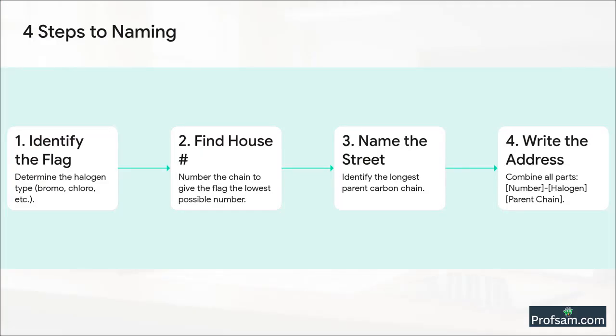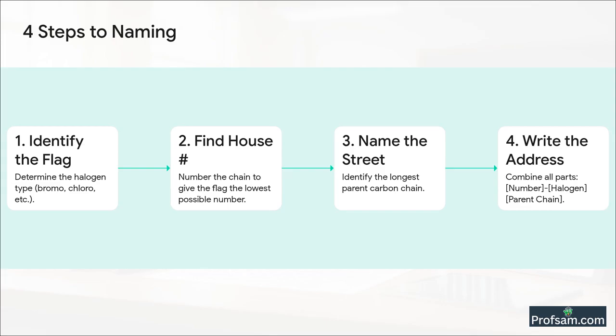So with this picture in mind, naming is just a simple 4-step job. Ready? Step 1, identify the flag. What color is it? Is it a bromo flag or a chloro flag? Step 2, find the house number. Which carbon is the flag on? And a very important rule here, you always number the street so that the flag gets the lowest possible house number, okay? Step 3, name the street itself.